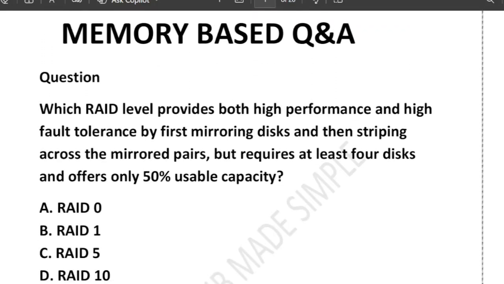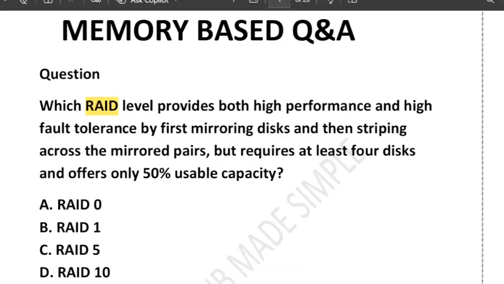This question is related to RAID. The question was like this: which RAID level provides both high performance and high fault tolerance by first mirroring disks and then striping across the mirrored pairs, but requires at least 4 disks and offers only 50% usable capacity? The options they have given: RAID 0, RAID 1, RAID 5, RAID 10.